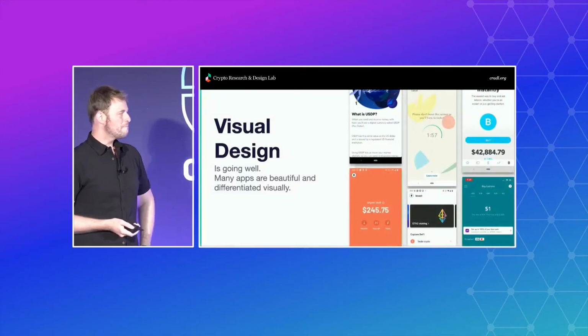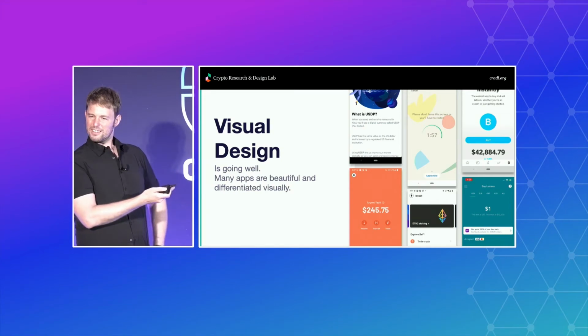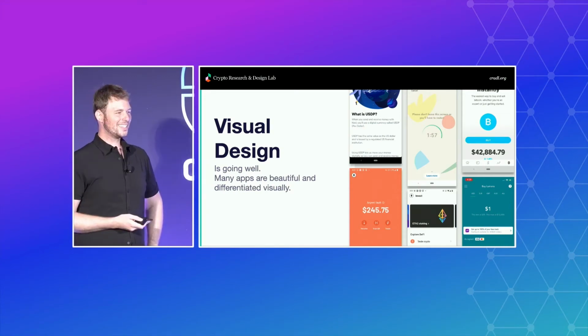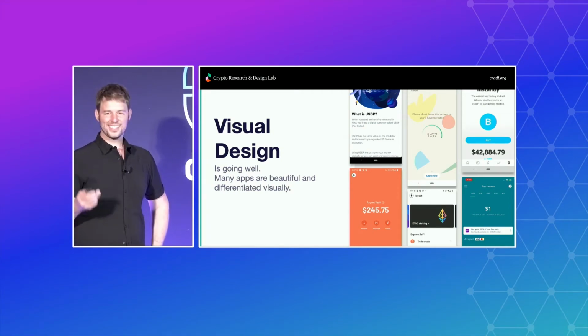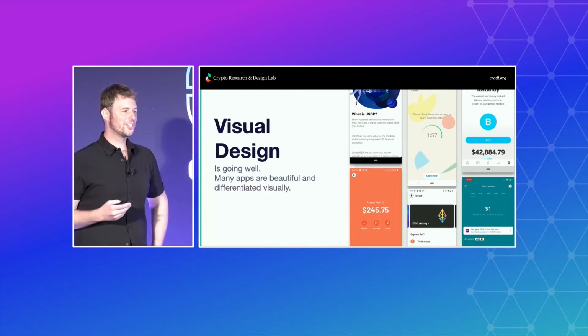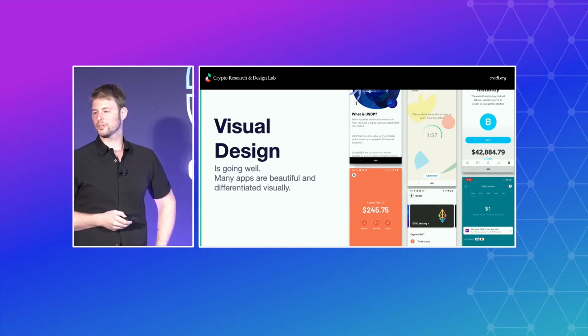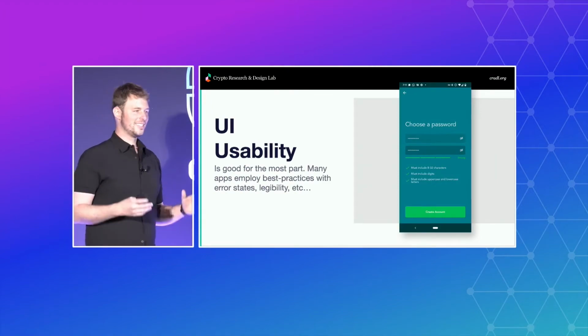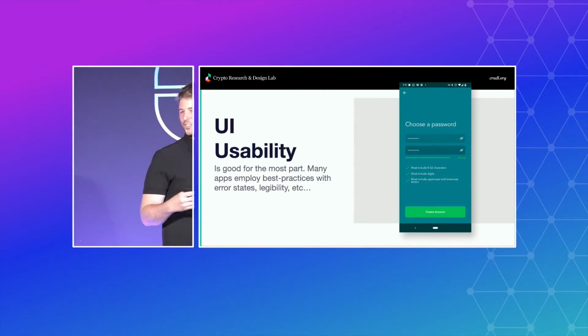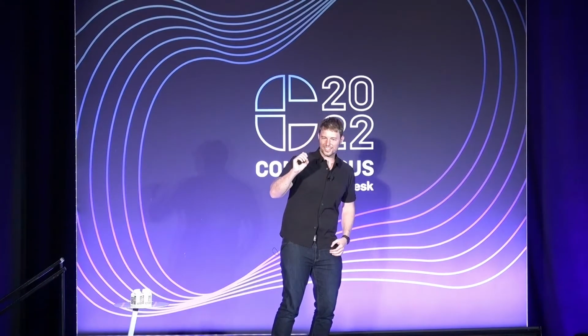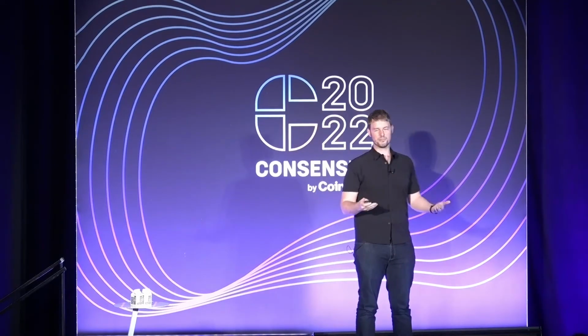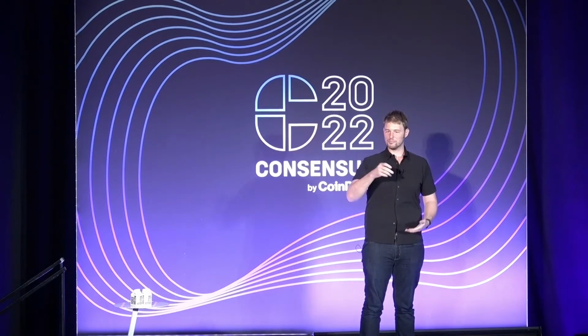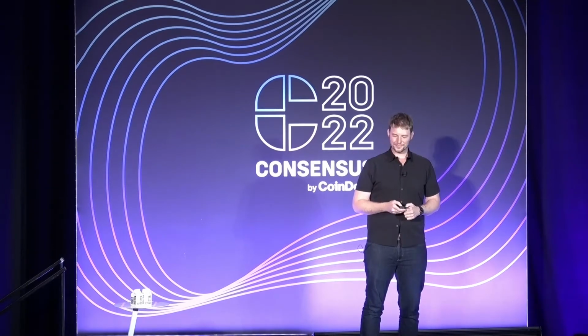First, we learned visual design is actually pretty good. Lots of people are hiring really talented graphic designers. Things look nice. They're pretty well differentiated, at least for several of the apps that we were looking at. Second, when it gets into what I would call tactical UI design, like password validation, all this kind of stuff, it's also going pretty well. These are the kind of things where you can look at some Medium articles and find some best practices and implement them in your front end, and it's probably going to work out.